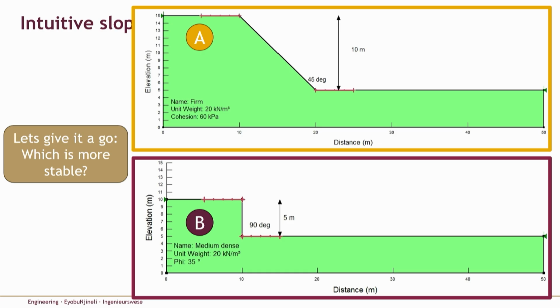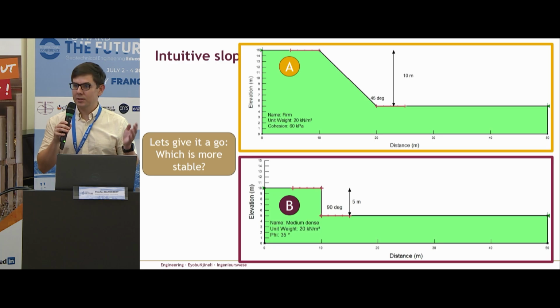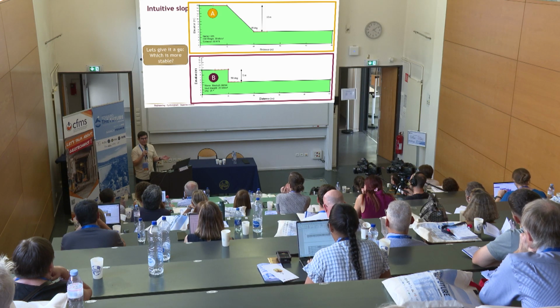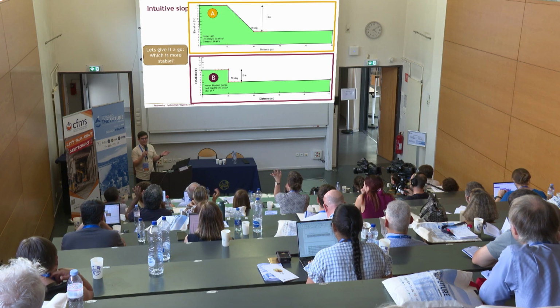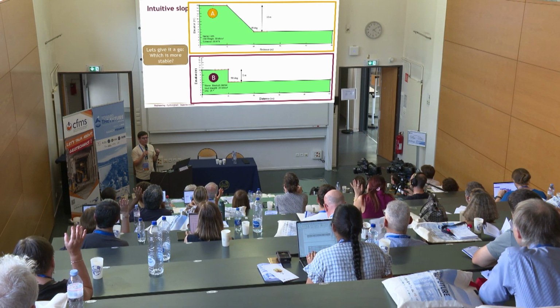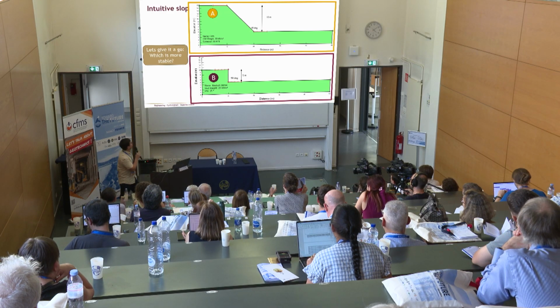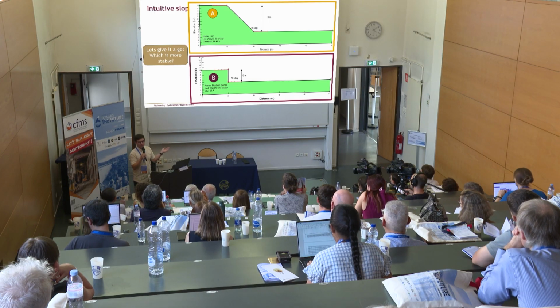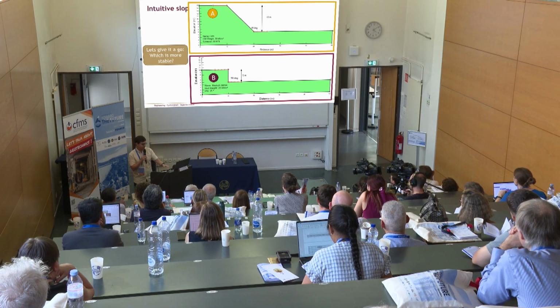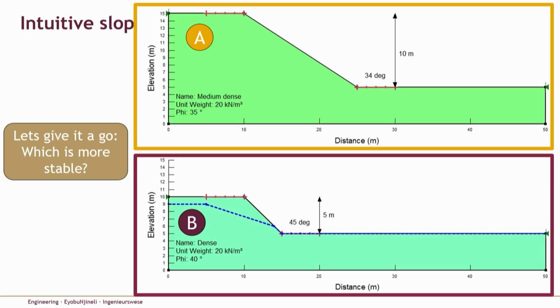So just to give you a flavor of what this involves, I've got two examples here, A and B, and I'll give you a few moments and I'll ask you which you think is more stable. If you think A is more stable, you can put up your hand now. Or if you think B is more stable. Okay, you should pretty quickly realize that A is going to be more stable because B has a 90-degree slope. This one is a little bit harder.